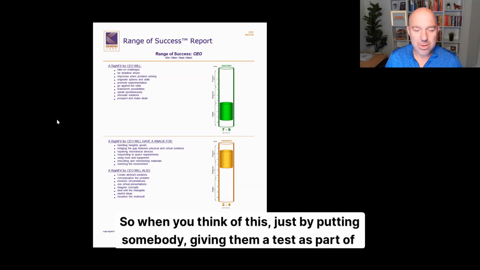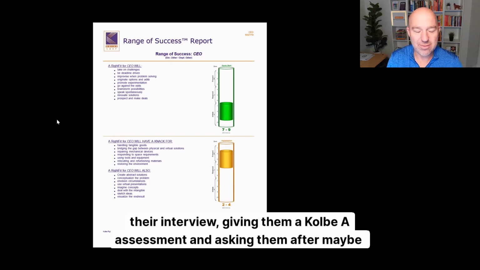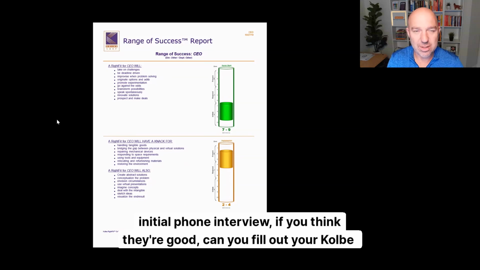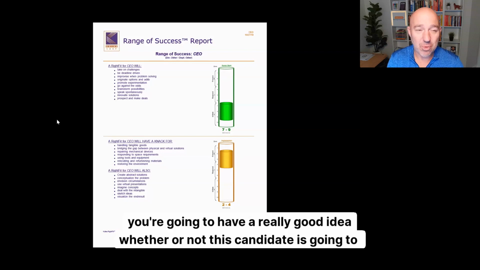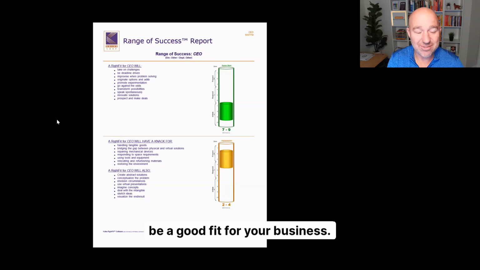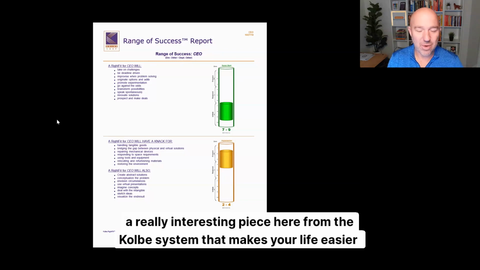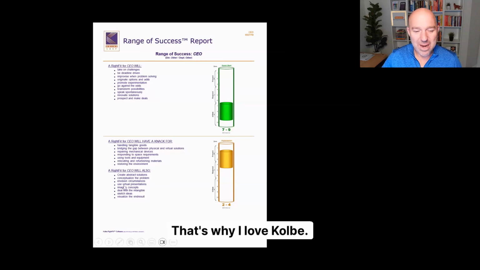So when you think of this, just by giving them a test as part of their interview, giving them a Kolbe A assessment and asking them after maybe an initial phone interview, if you think they're good, can you fill out your Kolbe A? Taking the Kolbe A and running it into the range of success report with your Kolbe B's and C's, you're going to have a really good idea whether or not this candidate is going to be a good fit for your business. Again, a really interesting piece here from the Kolbe system that makes your life easier as the business owner. That's why I love Kolbe.